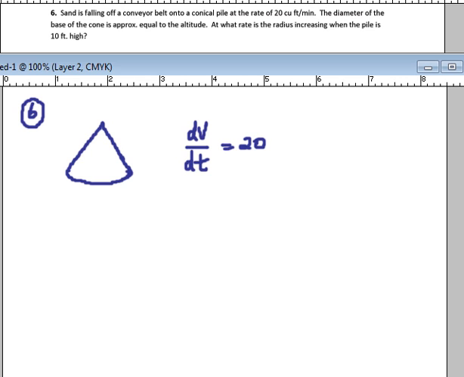The diameter of the base of the cone is approximately equal to the altitude. All right, let's draw that picture. So here we have just the circle at the base of the cone. All right, so let me draw the center here. Here's the diameter.